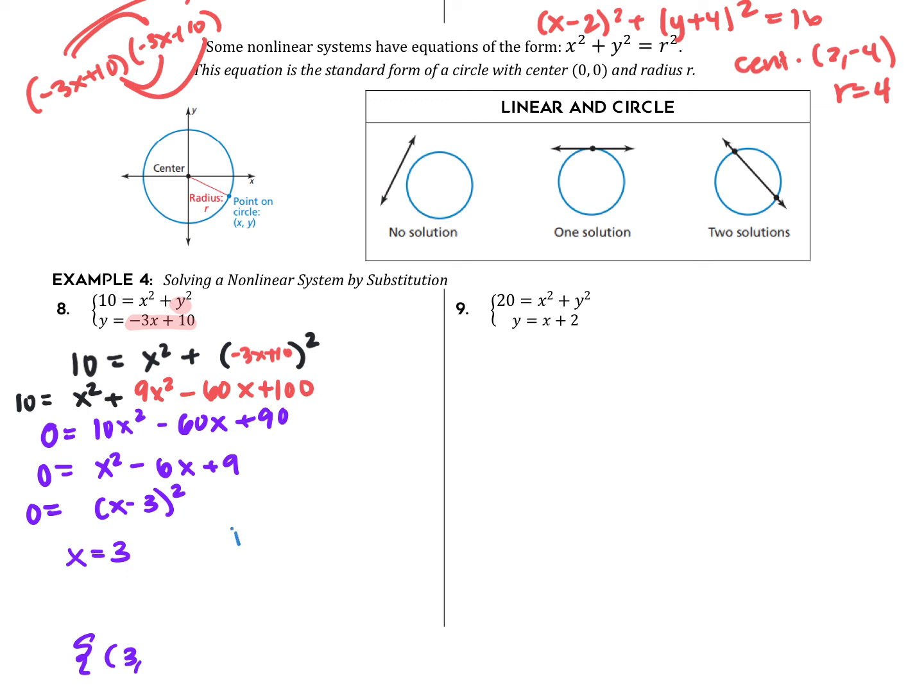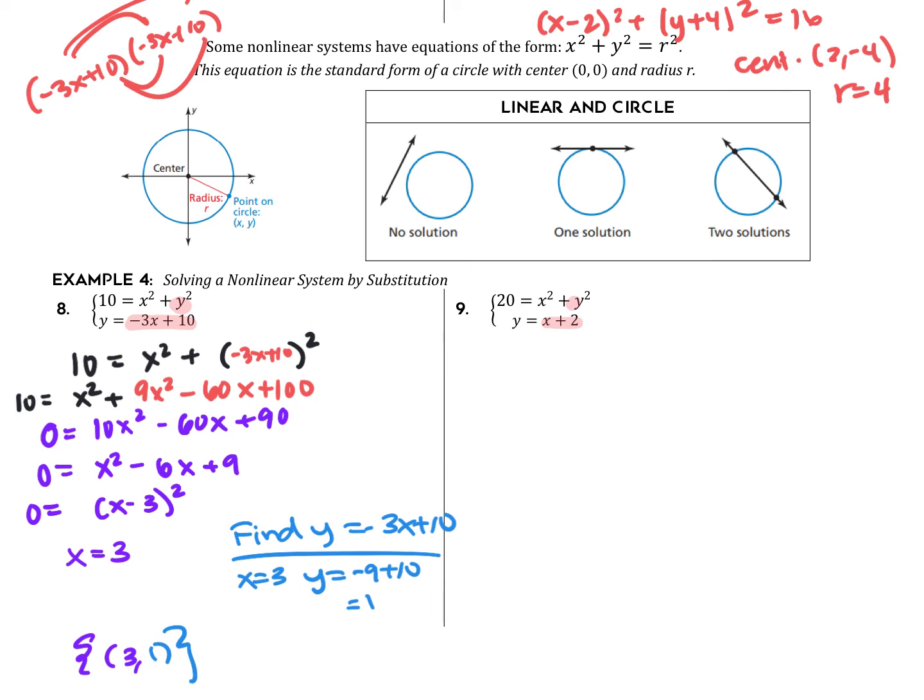Now I just need to plug that back in to find y, which we know y equals -3x + 10. So if x is 3, y is going to equal -9 + 10, which is 1. So this line crosses this circle, or touches this circle exactly once, and that's at the point (3, 1). I'm going to encourage you to pause the video and work through example 9 on your own, and then unpause the video and see how you did.